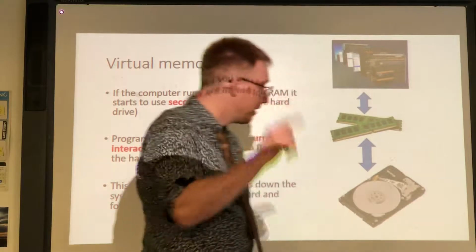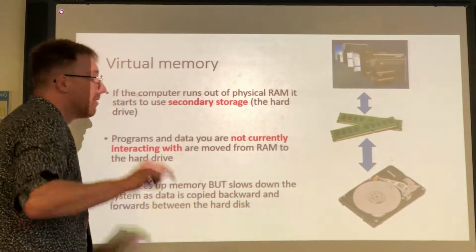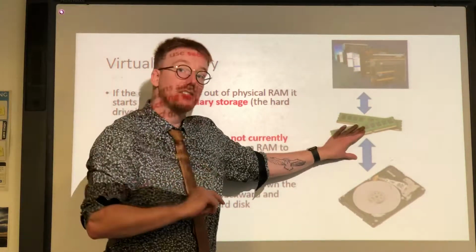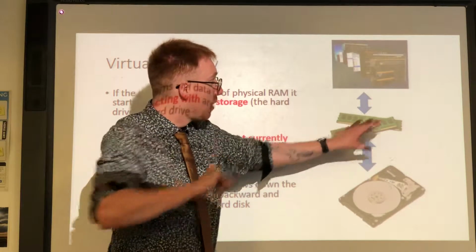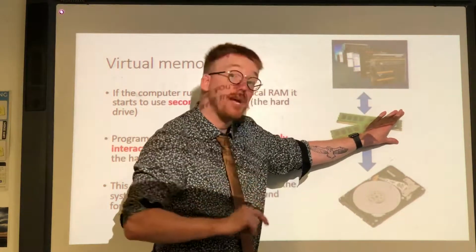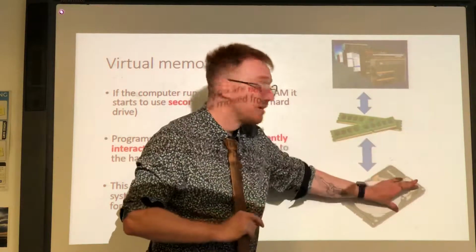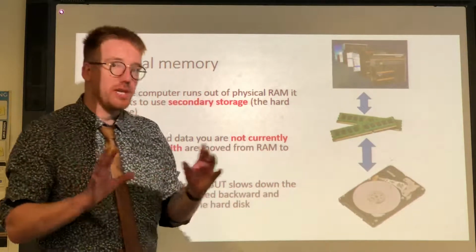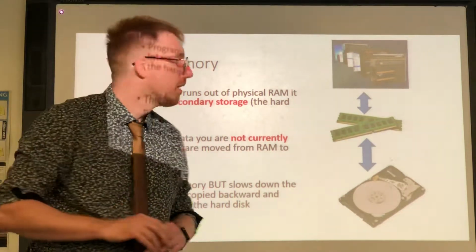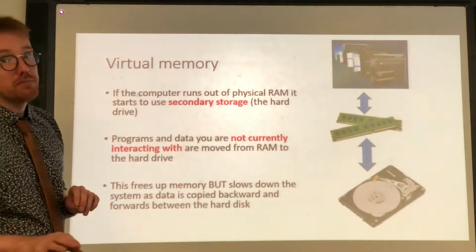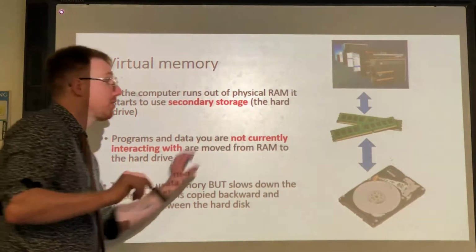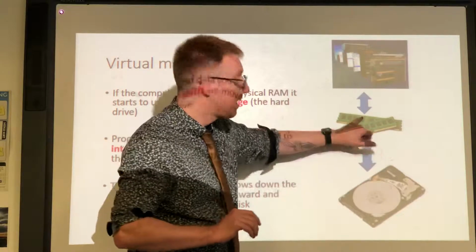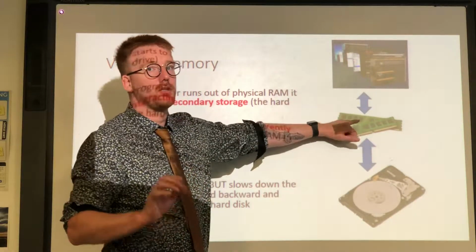Obviously what that means is if all of a sudden you decide to change back to one of those programs that you minimized, the system has to go back to the hard drive, reload that program and its data into RAM, while freeing space in RAM by copying another program and its data back to the hard drive to keep these multiple programs running at the same time. And that's virtual memory, where we're using some of the hard drive space, some of our secondary storage, to make up for lack of actual physical RAM.